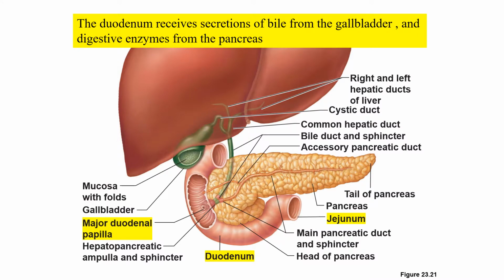The duodenum is intimately associated with the pancreas and the liver. Notice that the duodenum receives bile from the gallbladder via a common bile duct. It also receives digestive enzymes from the pancreas.